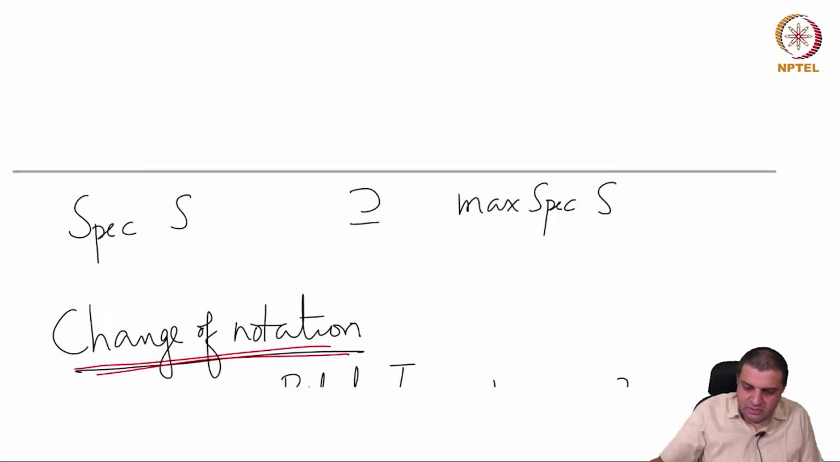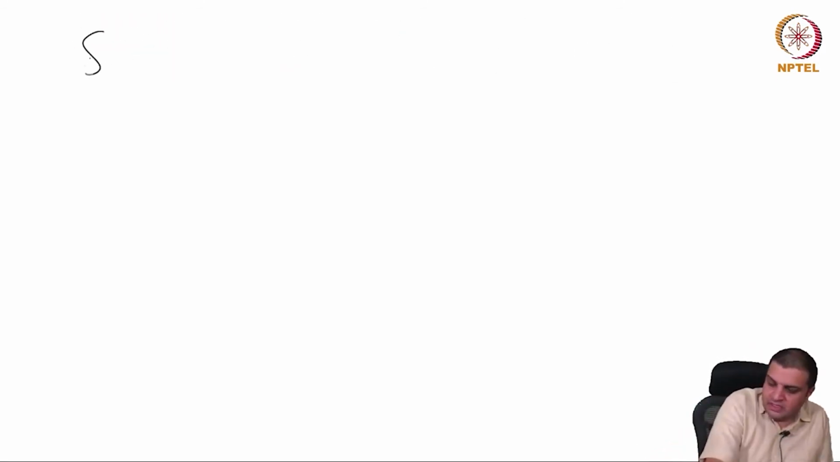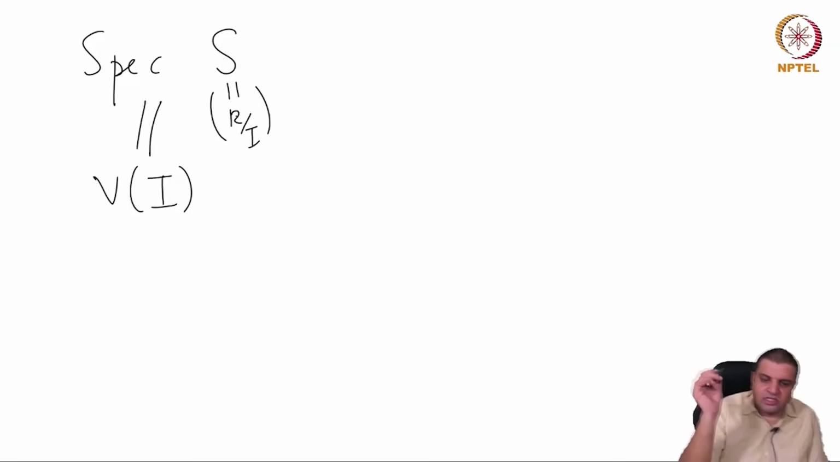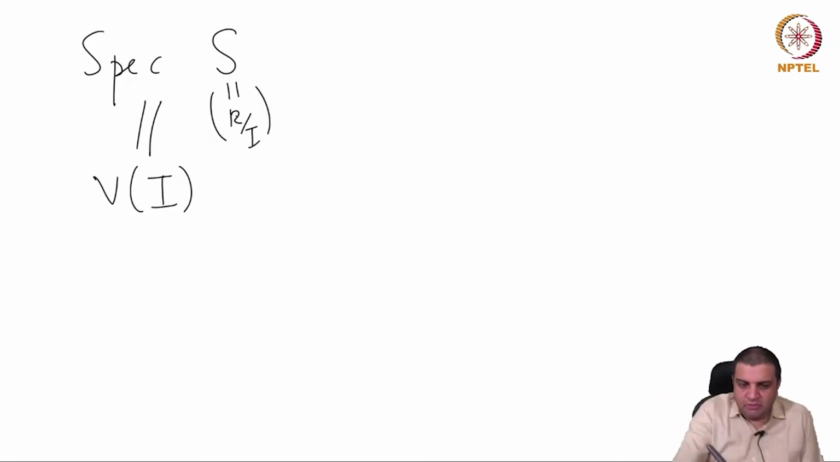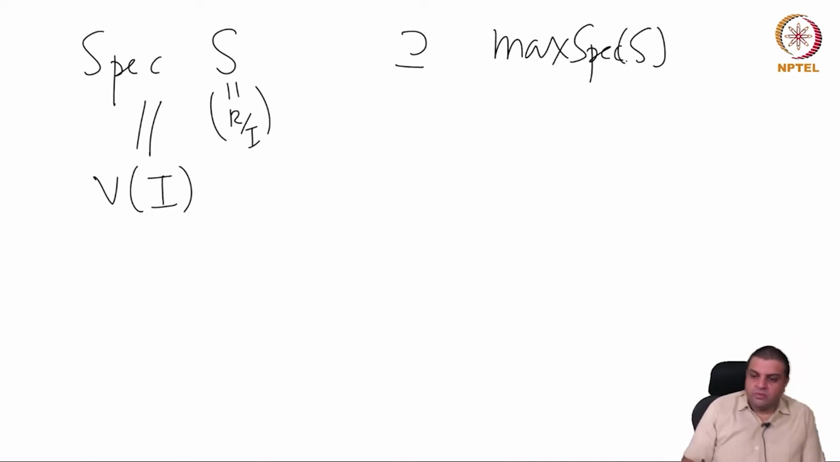Okay, and therefore we know max spec. So let me just repeat this line here. We know that spec of S, we can think of it as just V of I. S is R mod I. So you can think of this as V of I inside spec S. And this one contains max spec S, the maximal spectrum of S.